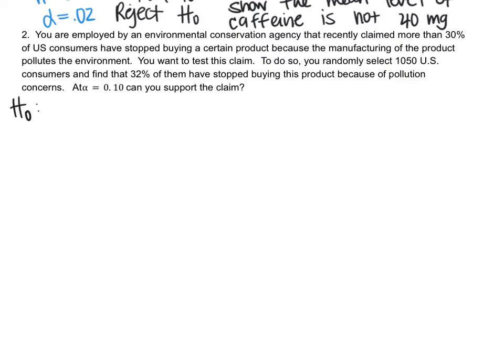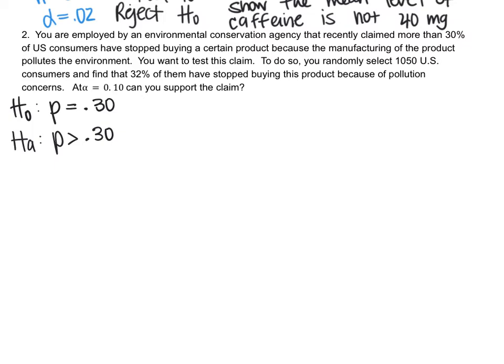So our null hypothesis is going to be that the proportion equals 0.30. The alternative hypothesis is going to be greater than 0.30 because it does say more than 30%. So our alternative, where we're testing that, it is actually greater than 0.30. So it does meet our criteria for random and independent.